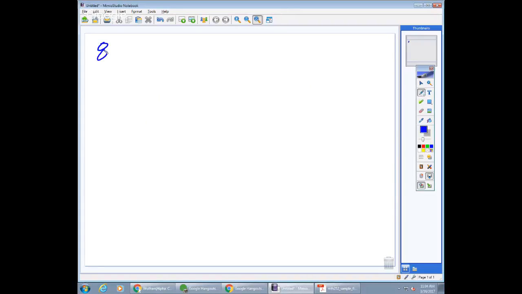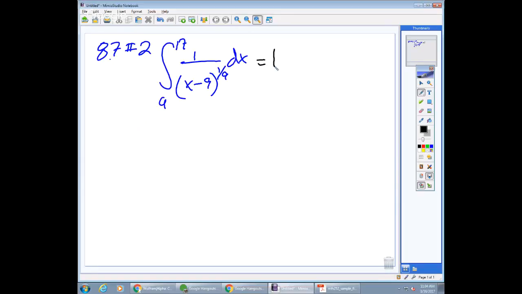Okay, so 8.7, number 2 should look something like the integral, at least mine was, from 9 to 17 of 1 over (x minus 9) to the power 1/9 dx. And so the problem with this thing right here is at x equals 9, it's undefined, right? So that's trouble. So we have to redo this by taking the limit as x approaches 9.